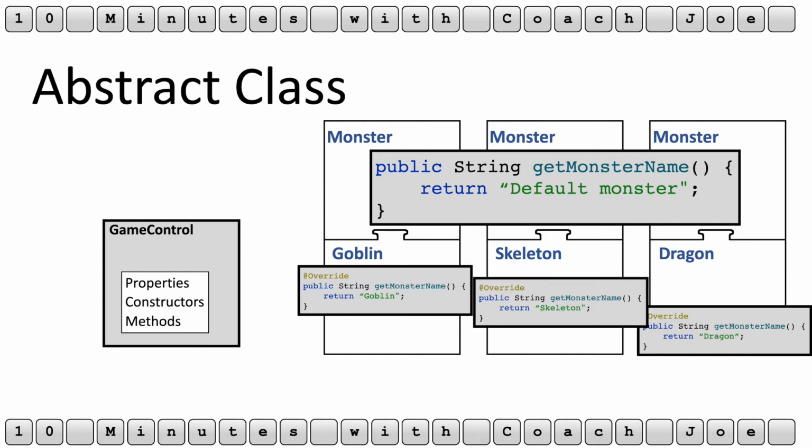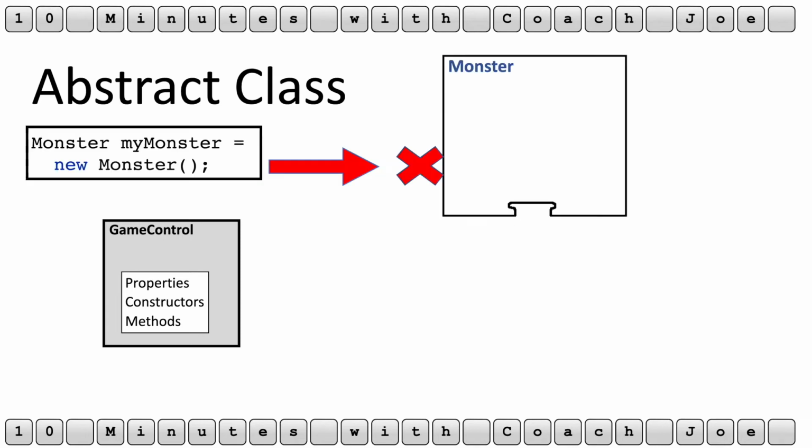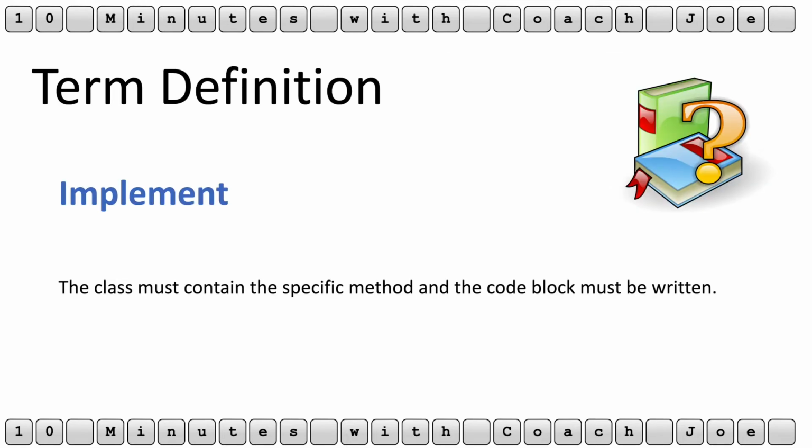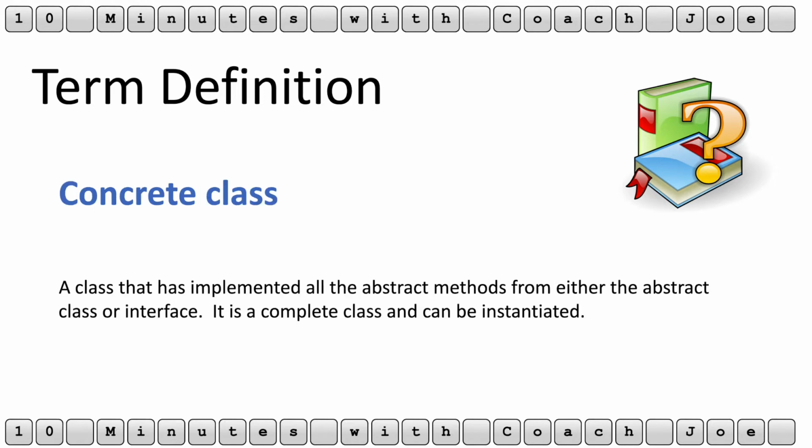There are a couple of noteworthy differences between inheritance of a class and an abstract class. An abstract class cannot be instantiated by itself. This command is not allowed. Another difference is the abstract class is allowed to have an abstract method, which is a signature only, no code block. The child must implement the abstract method. Implement means the class must contain a specific method and the code block must be written. Once the class implements all the abstract methods, it is considered to be a concrete class and can be instantiated.